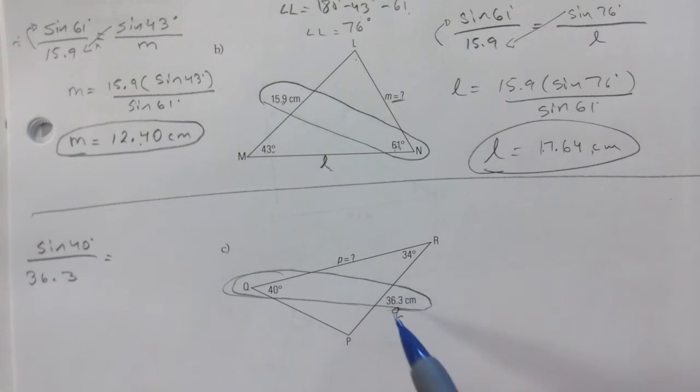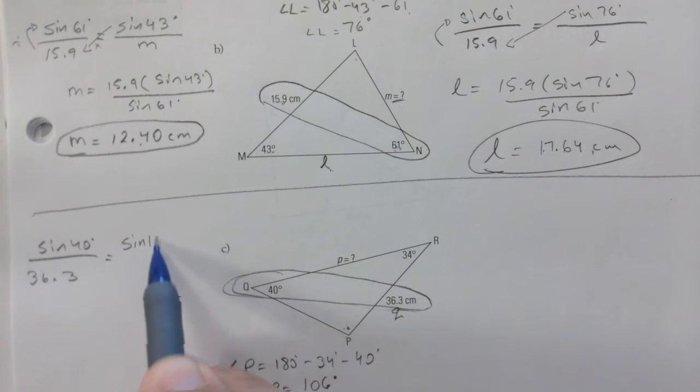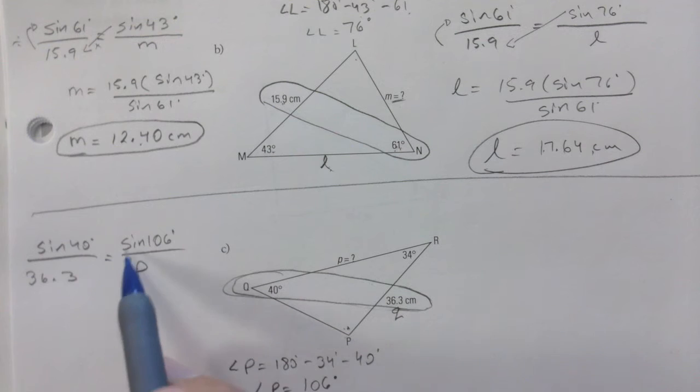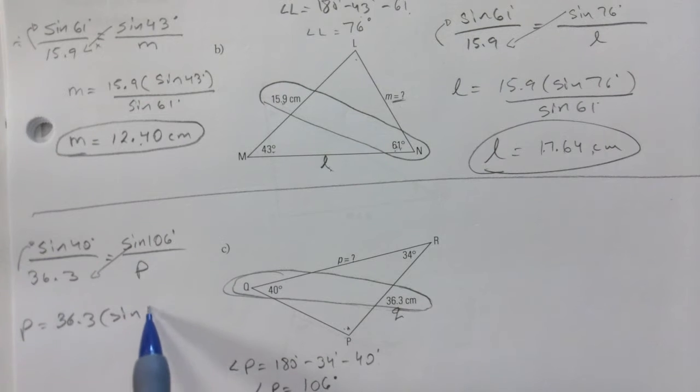Okay, so in this case, if you wanted P, right, you don't have this angle. So you just on the side here, I'm kind of doing it out of order. I'm going to take away the 34, I'm going to take away the 40. So angle P is 106, which is an obtuse angle, right? Important to me. So I have this now. So I can go ahead and go 106 over side P. And you cross multiply and divide. 36.3 times sine of 106 divided by sine of 40.